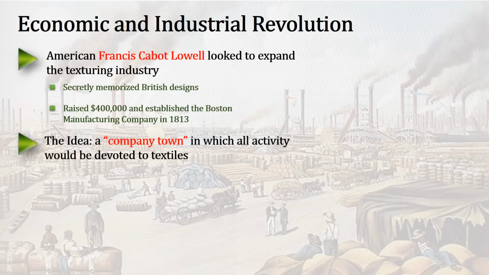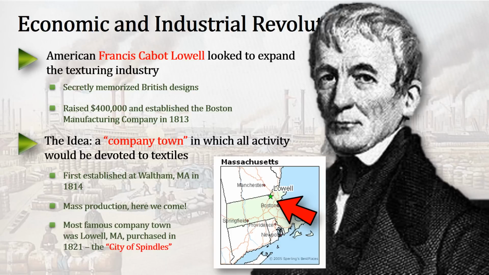His idea is a company town in which all activity is going to be devoted around the textiling industry. The first one was established in Waltham, Massachusetts in 1814. And so the idea is mass production is the order of the day. All economic activity in the town is going to be geared toward that single industry. And Lowell's most famous company was named after him. It was called Lowell, Massachusetts, which was purchased in 1821 and later becomes known as the City of Spindles.